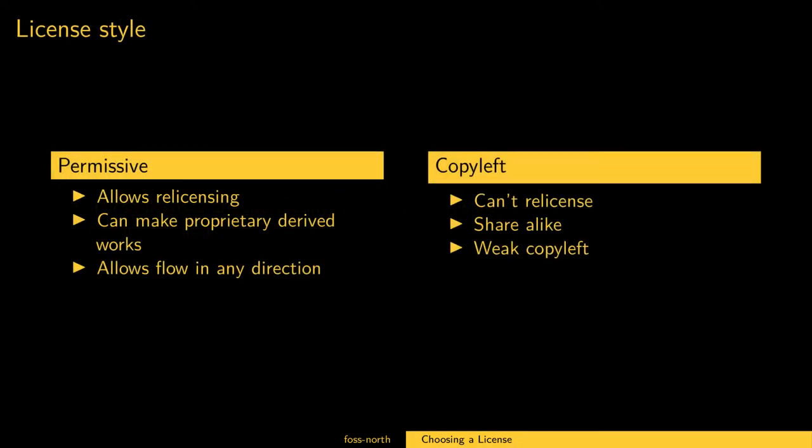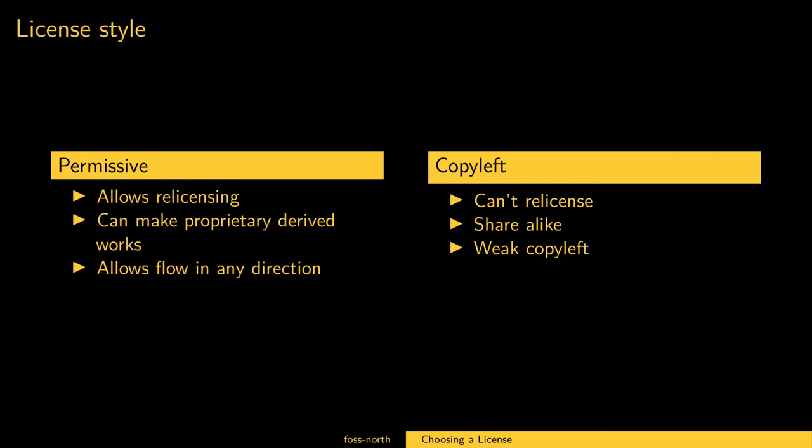The next thing is, what type of license style are you interested in? We've talked about copyleft and permissive licenses, but this is just a short recap. A permissive license will allow the users of your software or whoever gets it to relicense it if they choose to redistribute it, for example. They can make proprietary derived works from the software, and a permissive license allows code to flow in any direction. So you can use any type of code in your permissive code. Well, this might sound weird. You can't use copylefted code in permissive code, of course, because you're not allowed to change the license of that. But otherwise, the other direction is fine.